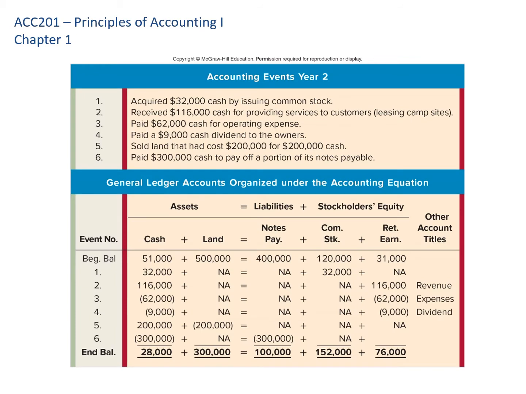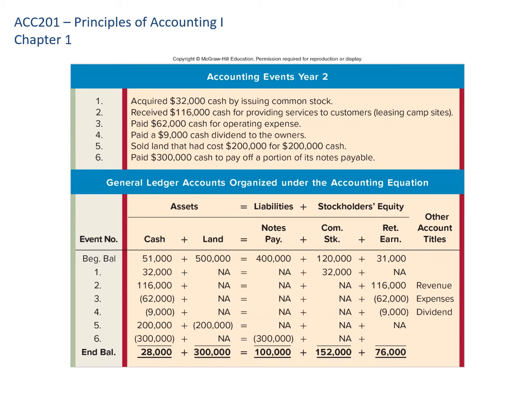So here's a transaction grid that picks up where the transaction grid we covered in the previous lecture left off. So the previous lecture showed the events for year one. Now we're in year two. So notice my beginning balance, 51,000 in cash, 500,000 in land, and so forth. That equals what my ending balance was at year one. So we carried all those things forward.